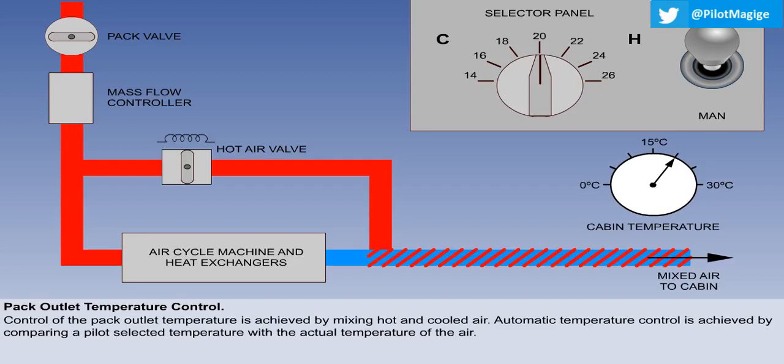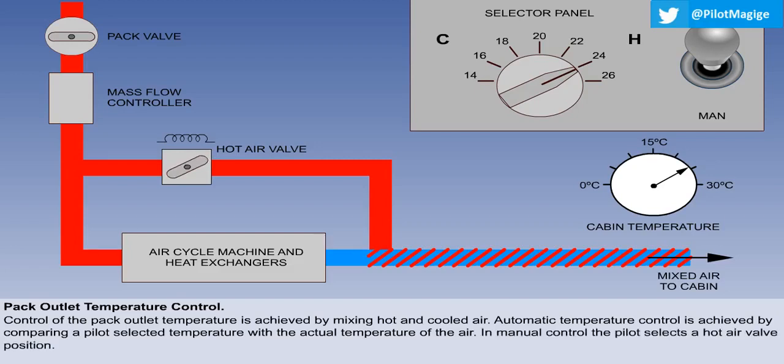The temperature of a sensor in the cabin is compared electronically with a selected value, and any difference modulates the hot air valve to allow more or less hot air to bypass the cooling components to increase or decrease the cabin temperature. If, for instance, the pilot selects an increase in temperature, the hot air valve will open to warm up the cabin. Once the selected temperature is reached, the valve will modulate as required to maintain it.